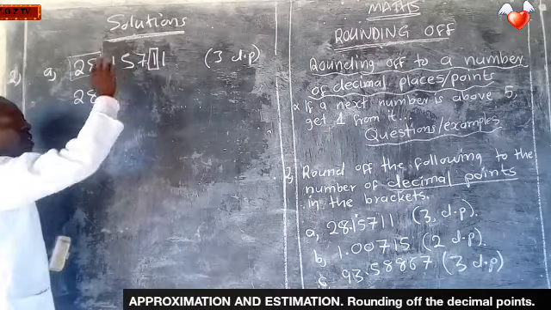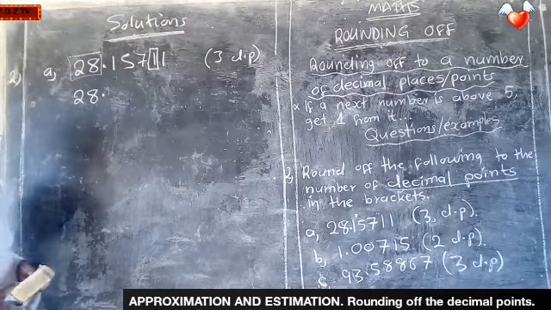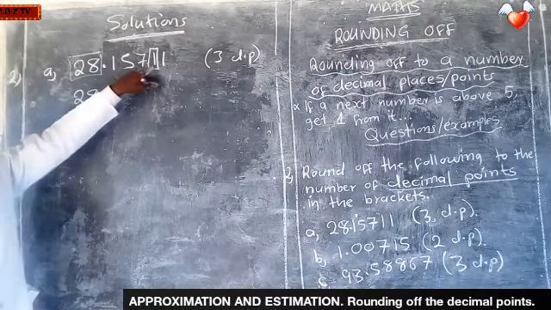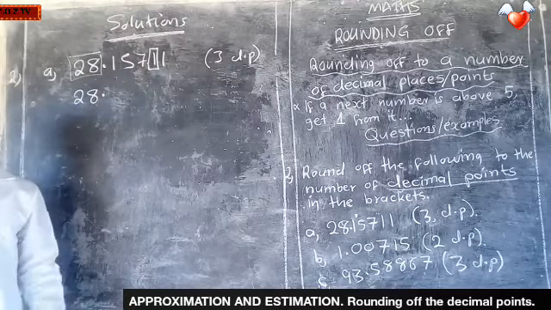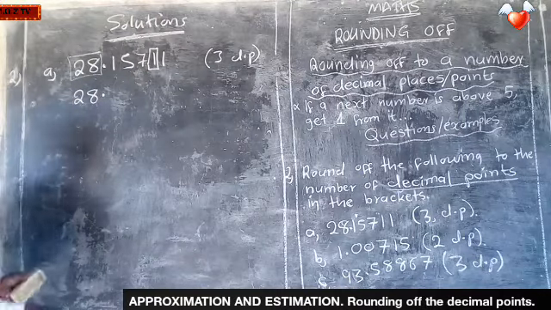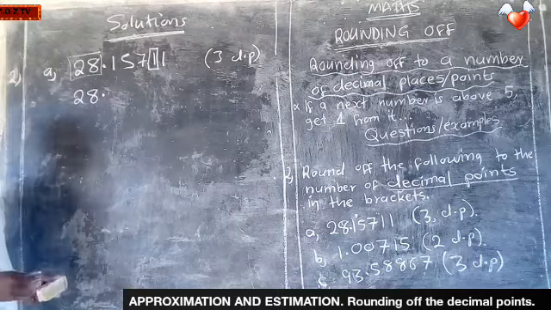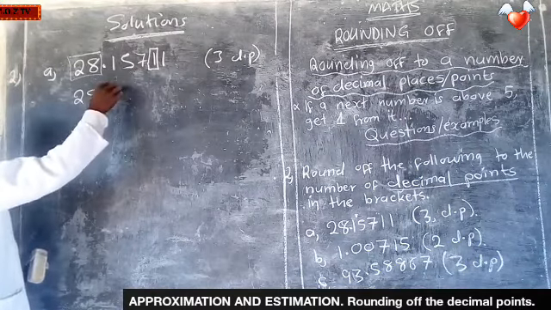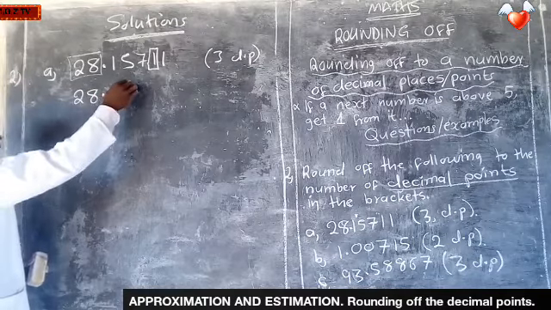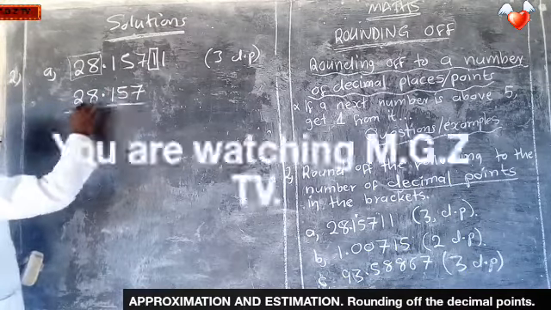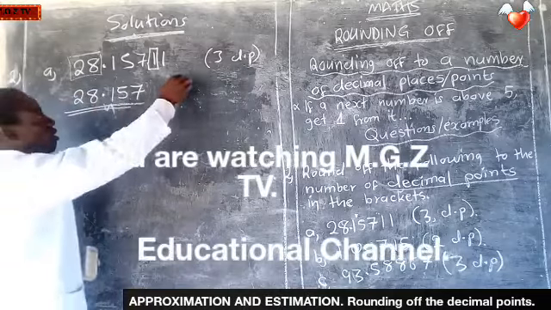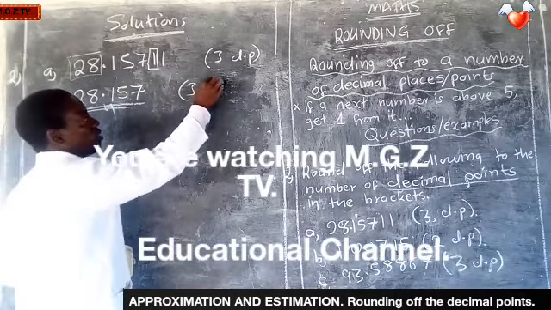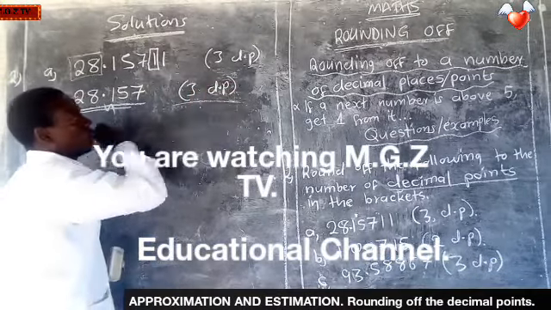After that, the next number is 1, and 1 is below 5. So we cannot get anything from it. What we write is 1, 5, and 7. We end there. 3 decimal places.